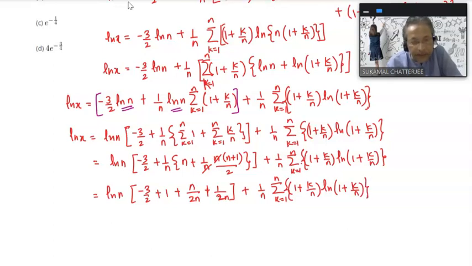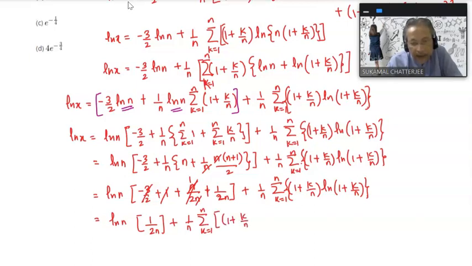So then this one becomes n and n cancels, so 1 by 2 minus 3 by 2 is minus 1, and this is plus 1, so this one will cancel with 1 and half, and you get into 1 by 2 upon n plus 1 upon n times summation of k equals 1 to n into 1 plus k by n ln of 1 plus k by n. So this is the expression.